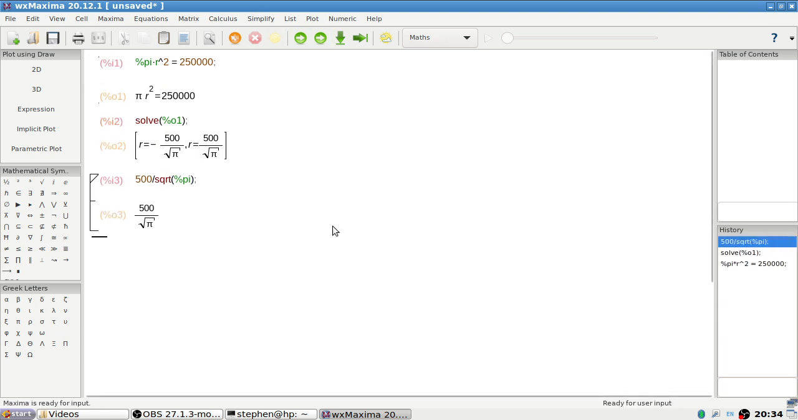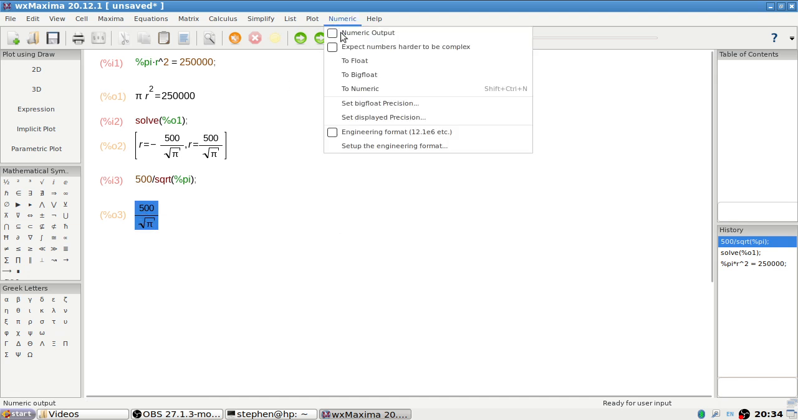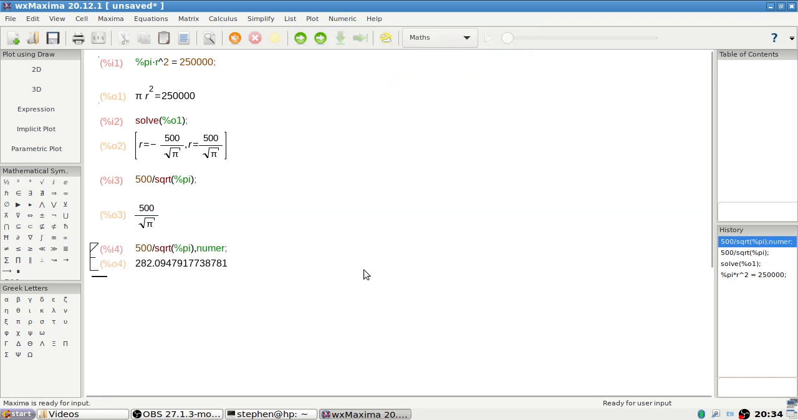Now, do we want the exact answer or the approximate answer? Well, I want to leave it like this. That's the exact answer. But if you're wondering, the approximate answer would be that. That would be the radius, so about 282 meters. That would do the job. Okay, so that's the first part done.